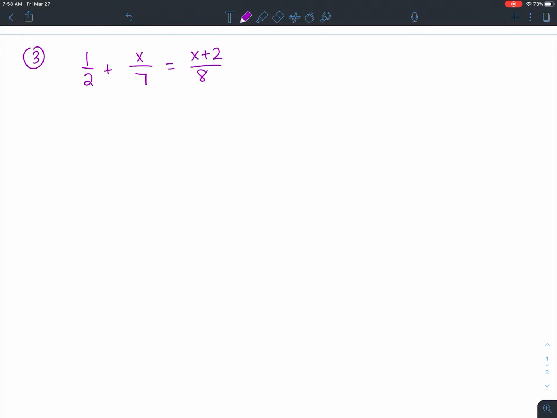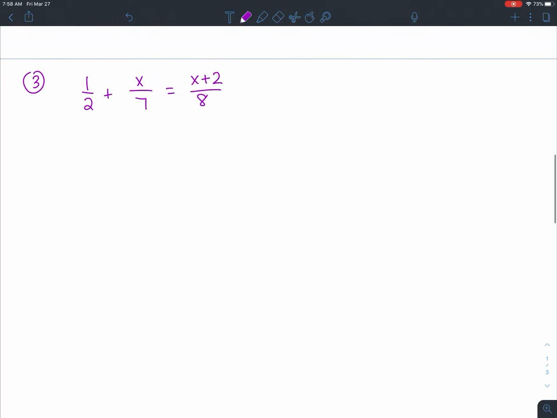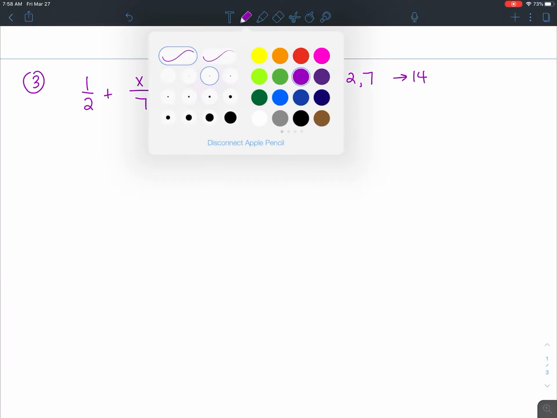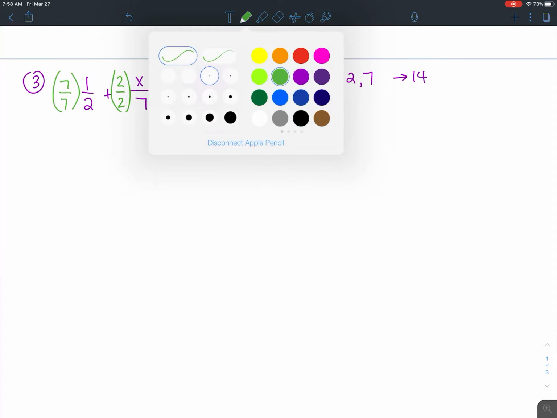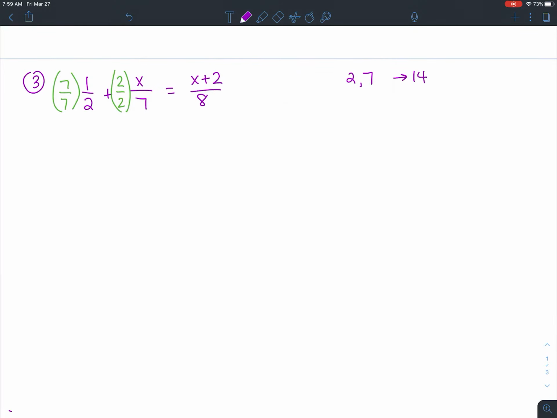Okay. Do I have one fraction equal to another fraction? Unfortunately not, because this is not one fraction. So I have to make that one fraction first. So I need to find a common denominator. The common denominator between 2 and 7 is 14. So I'm going to multiply this by 7 over 7 and this by 2 over 2, so that way I can get a common denominator of 14.